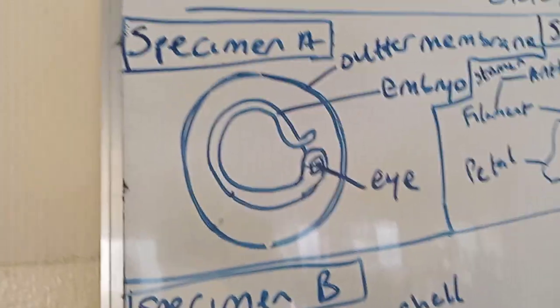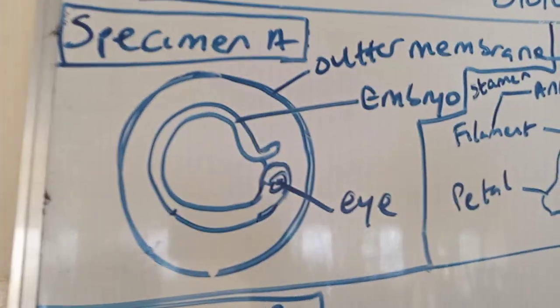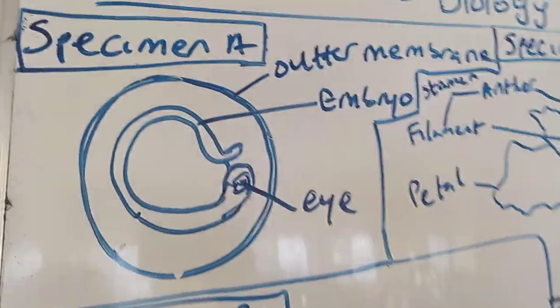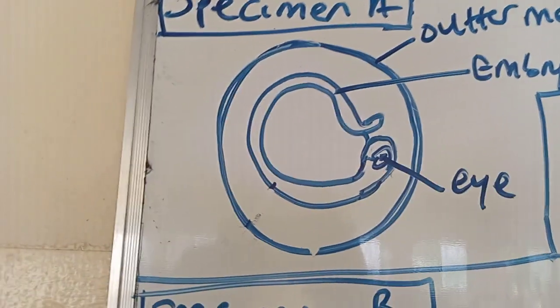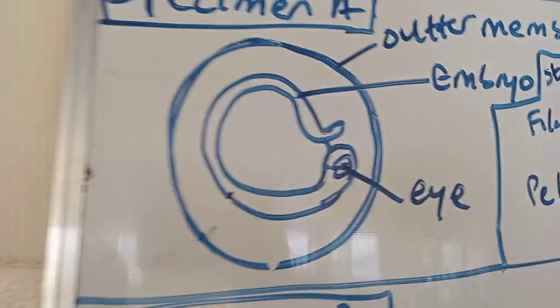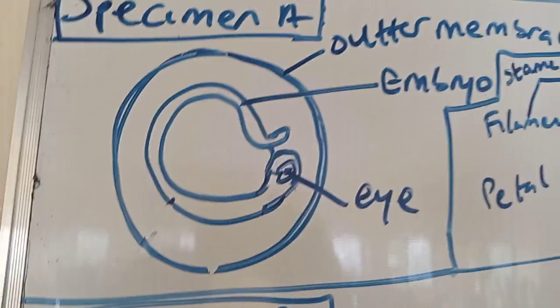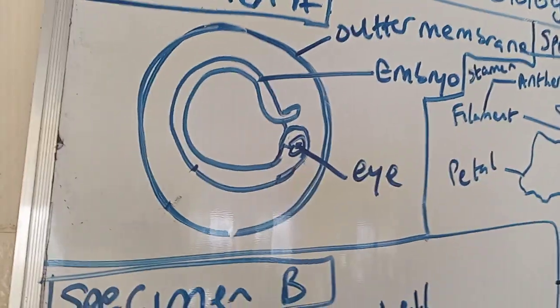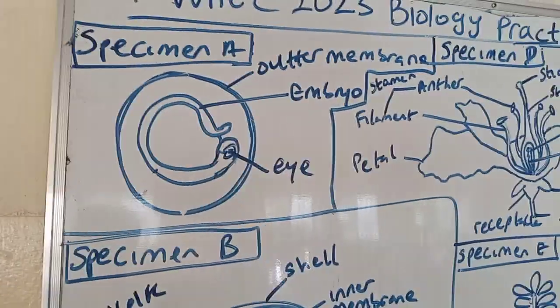Here we have specimen A. This is a matured, fresh egg of a catfish. This is how it should look if you're asked to draw it. I doubt they will, but there you have it. Just 3 diagrams: outer membrane, the embryo, and the eye. So you should note that.